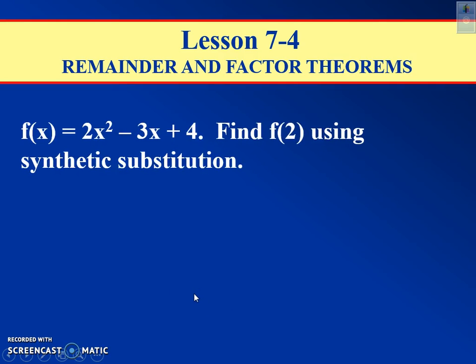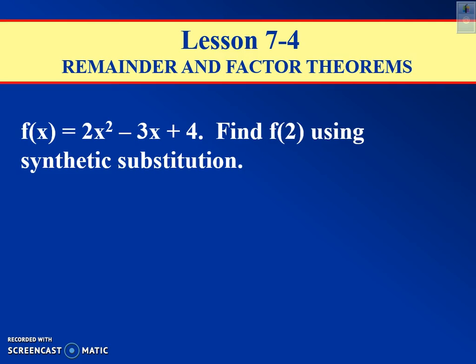So, this first example, we have f of x equals 2x squared minus 3x plus 4. You're asked to find f of 2 using synthetic substitution. Now, basically what synthetic substitution means is that I'm doing the process of synthetic division that we previously talked about, but instead of it giving it to me in the form of x minus a number or x plus a number, it's just giving you the number that you need to put on the outside.